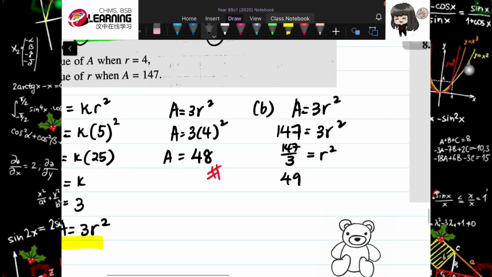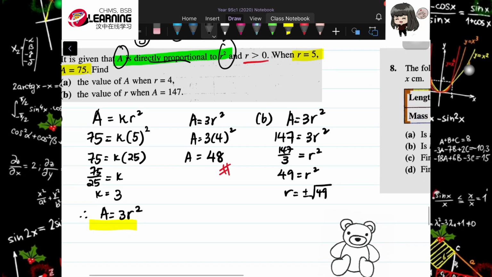49 equals R squared, and your R is positive or negative square root of 49. So the square root of 49 is plus or minus 7. Okay, you have two answers: one is positive, one is negative.